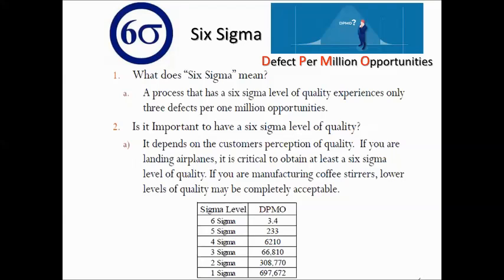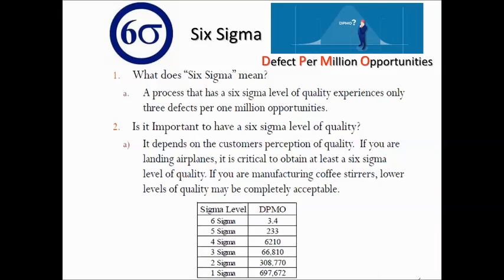The Six Sigma level is usually expressed as defects per million opportunities. What does Six Sigma mean? Six Sigma means that there are only 3.4 defects per million opportunities. It means that if I do the process again and again, a million times, there will be only 3 or 4 failures or errors in the achievement of the process. It means that it is a high level of performance.